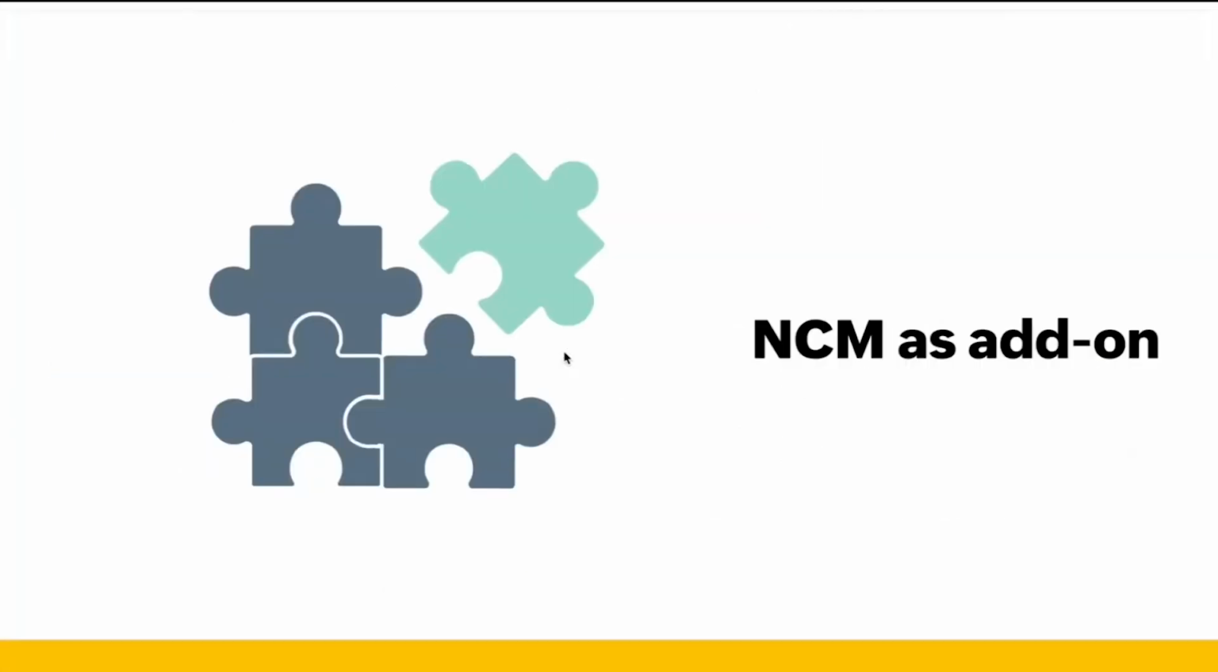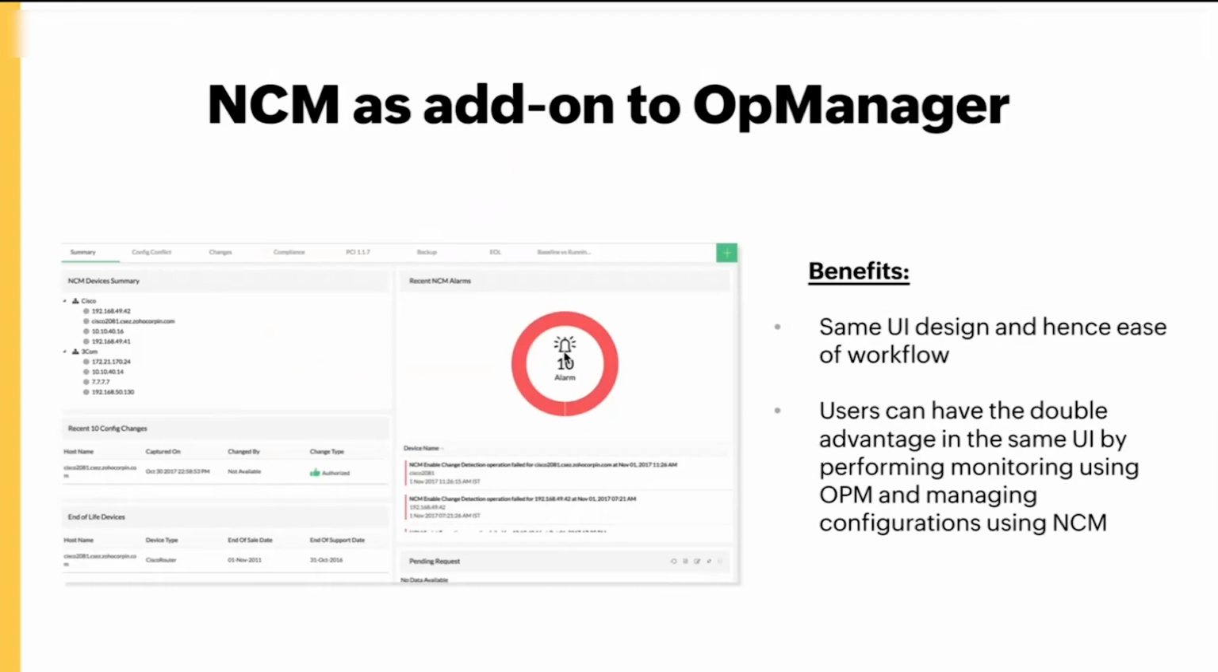Next, we look at how Network Configuration Manager can be added as an add-on to different ME products. The first one is OpManager. Network OpManager is nothing but a comprehensive network monitoring tool. If you are already a user of OpManager, you can just utilize Network Configuration Manager as an add-on to OpManager, so that you can have the double advantage in the same UI by performing monitoring as well as managing configurations using NCM.